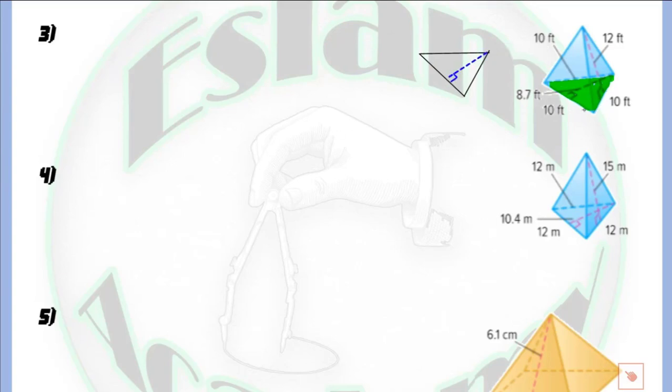The first side of the triangle equals 10, and the second also equals 10. The third will be equal to 10. And the height of the triangle will be equal to 8.7. Now we need to find the area of the base.